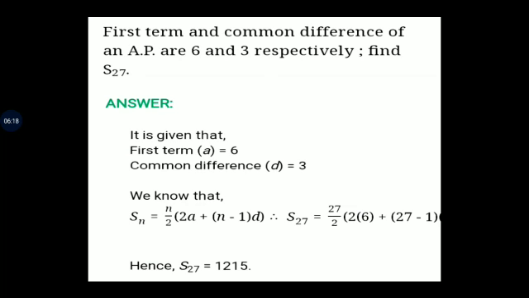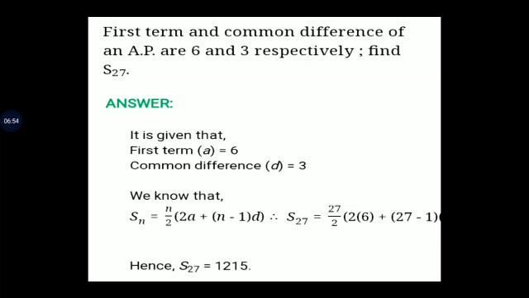Now see here, your next question. The first term of an AP is 6 and the common difference is 3. Find S27. Your first term is 6, your common difference is 3 and you have to find the value of S27. You have to make use of the formula Sn is equal to n by 2 into bracket 2a plus n minus 1 into d. Now you have to put in the values of a and d so that you will get the answer.